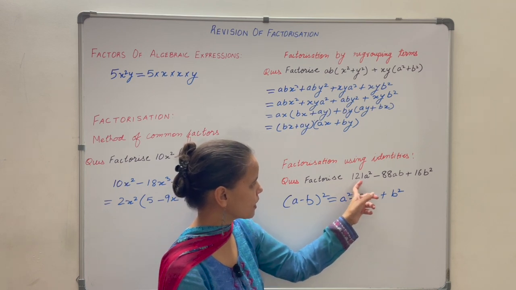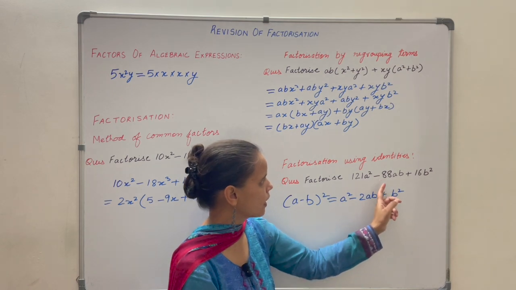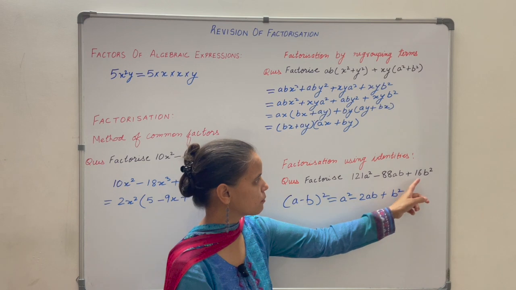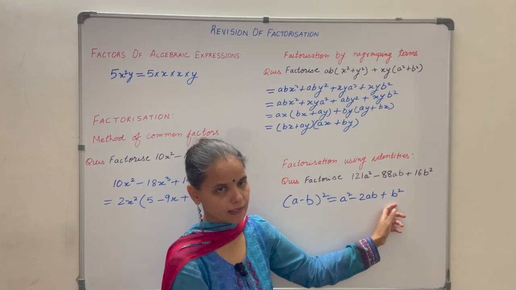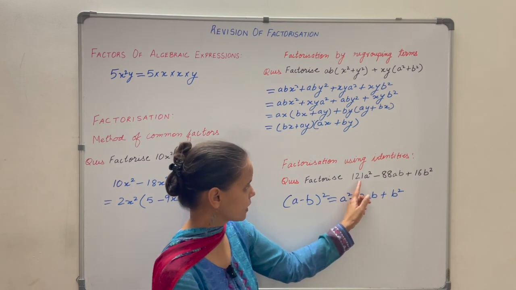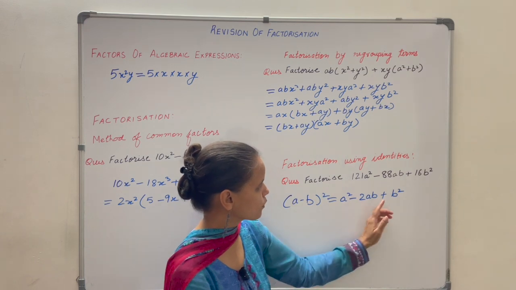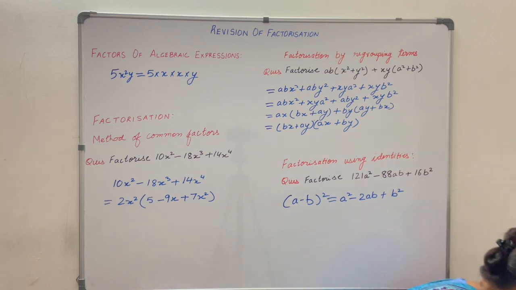This is 11a whole square. This is 4b whole square. And this is minus of twice of a into b, where a here is 11a and b here is 4b. So you can clearly use this identity. So your a here is 11a, b here is 4b. Then you can use this identity and factorize it. So let us factorize it using this identity.